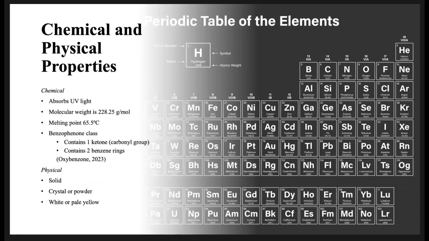The chemical properties of oxybenzone are that it absorbs UV light. The molecular weight is 228.25 grams per mole. The melting point is 65.5 degrees Celsius, and it is in the benzophenone class. Its physical properties are that it's a solid, whether in crystal or powder form, and its color is white or pale yellow.